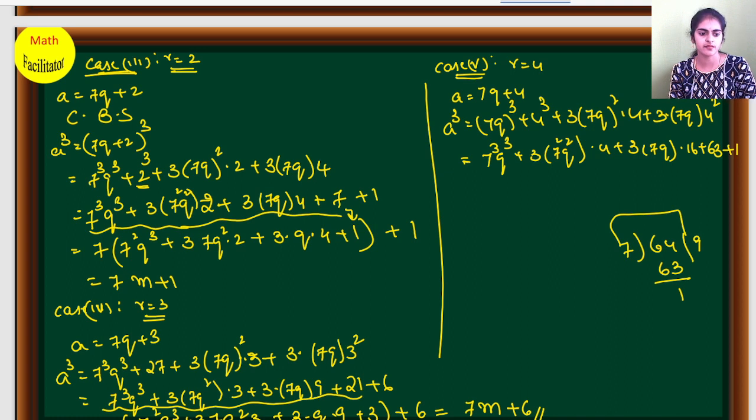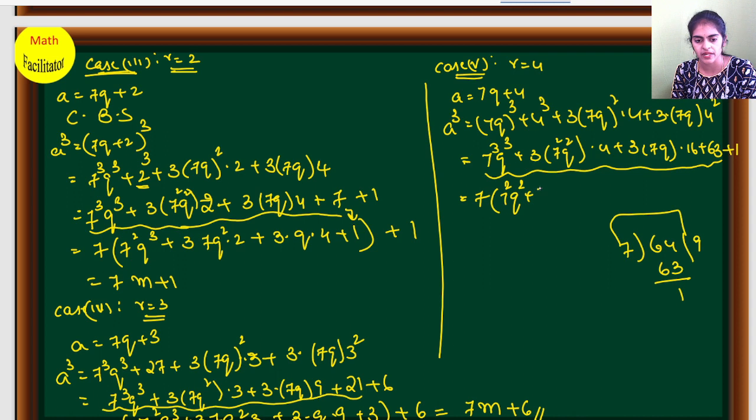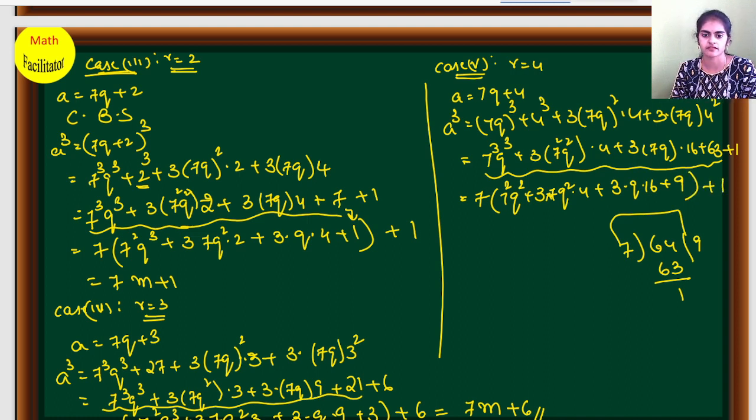Did you all understand this point? 64, I am writing it as 63 plus 1. Okay, now from here till here, I can take 7 common. So I'll have 7 square q square plus 3 into 7 into q square into 4 plus 3 into q into 16 plus, out of 63, if I'm taking 7 common, I'll have 9. Okay, close the bracket, plus 1 you have.